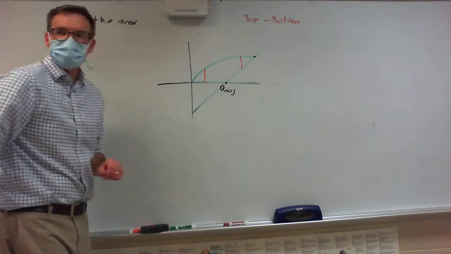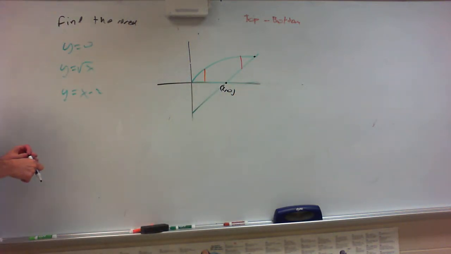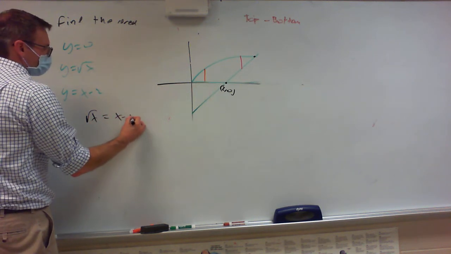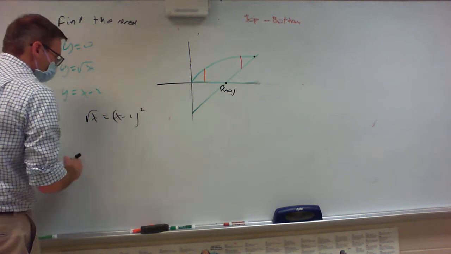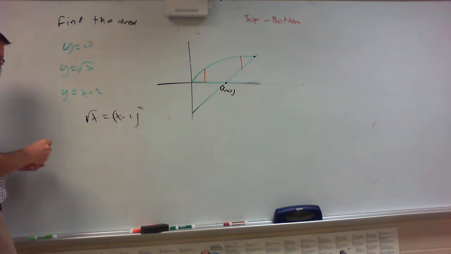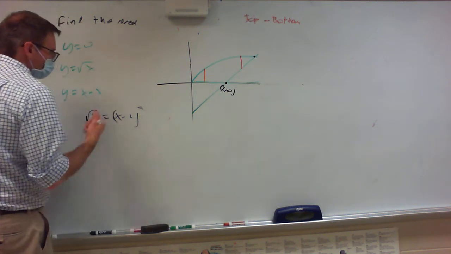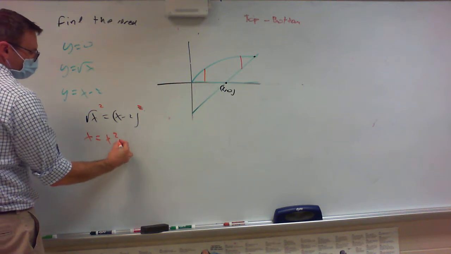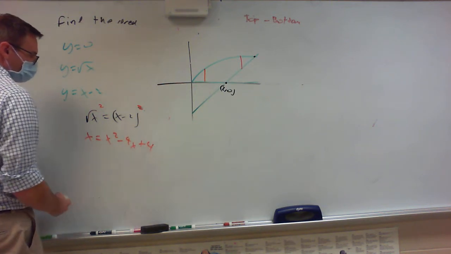And then to find that intersection point, we're going to set these equal and solve. So when I set them equal, that's going to give me the square root of x is equal to x minus 2. Actually, set this equal to this, and let's square both sides. So I end up with x is equal to x squared minus 4x plus 4.